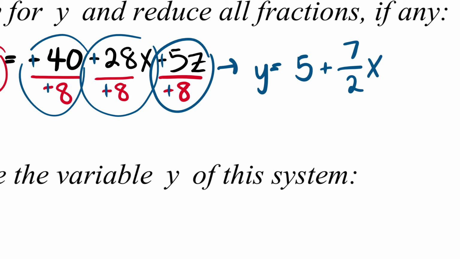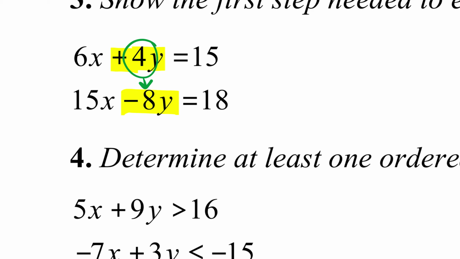Alright, next question. Number 3, show the first step needed to eliminate the variable y of the system. Okay? So let's take a look at this. I'm going to get rid of y, okay? So I have plus 4y and minus 8y. They are not the same number, so I have to make them the same. Fortunately for this question, I can multiply this 4 by 2 to make it 8, and it's already a plus and a minus. So I'm set on the plus and minus. I don't have to worry about that.